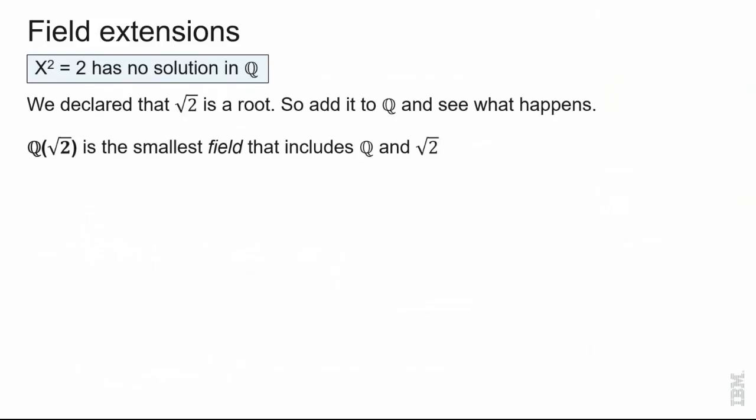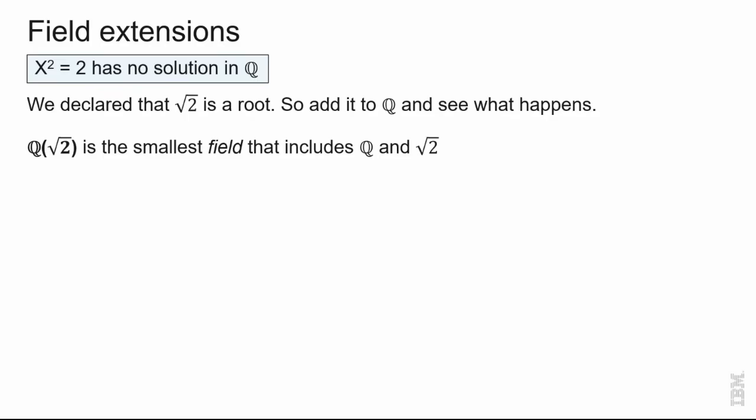And it's not in Q, so let's add it to Q. Let's take all the rational numbers and insert a new member to this collection, this new number that we just invented, and try to make a new field out of it. If you just take the rationals and add square root of 2, it's not going to be a field, because it's not closed under addition.